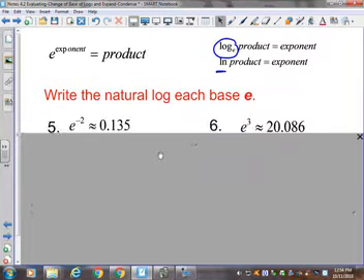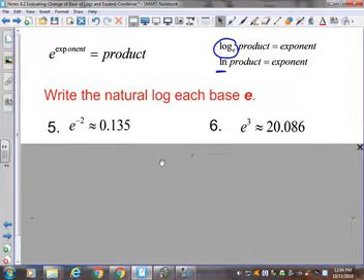All right. So let's start by looking at write a natural log for each, well, I left the word "for" out, for each base e. These are already base e. I know they're base e because the base of the exponential is a letter. That's why they have these approximate symbols in them, because they're not exact answers. They've been rounded off.